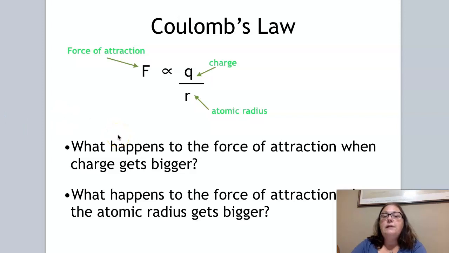So this formula, Coulomb's law, it's pretty important, but it's not a formula we're going to do anything with mathematically.